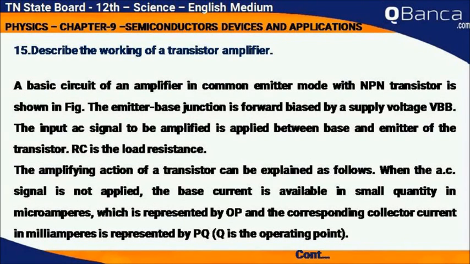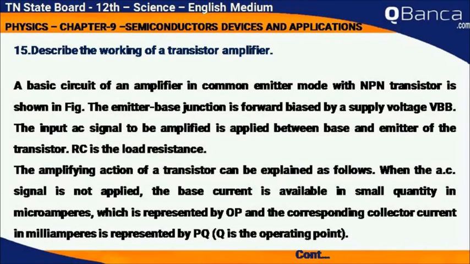Describe the working of a transistor amplifier. A basic circuit of an amplifier in common emitter mode with an NPN transistor is shown in the figure. The emitter base junction is forward biased by a supply voltage VBB. The input AC signal to be amplified is applied between base and emitter of the transistor. RC is the load resistance.